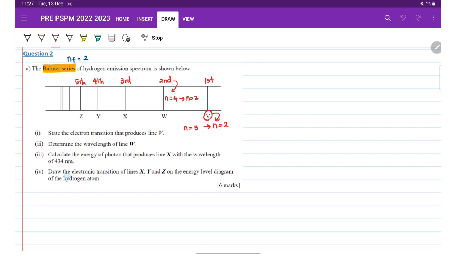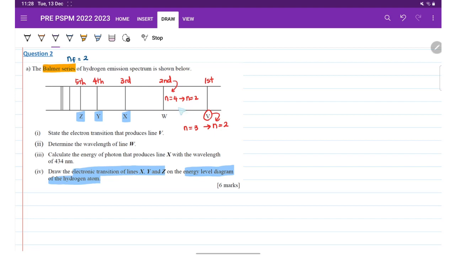Seterusnya, kita proceed kepada soalan yang keempat. Okay, draw the electronic transition of line X, Y, and Z on the energy level diagram of the hydrogen atom. Jadi, kita perlukan adalah untuk line X, Y, dan Z. Okay, jadi before you draw the energy level diagram, you need to first, okay, tentukan what are the transition.